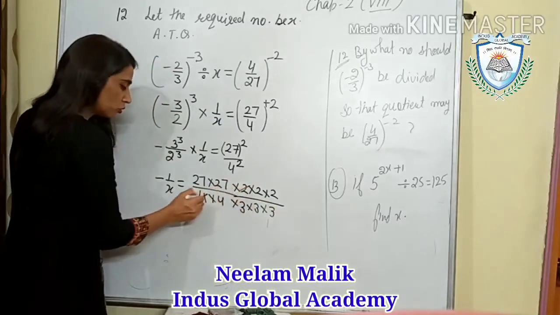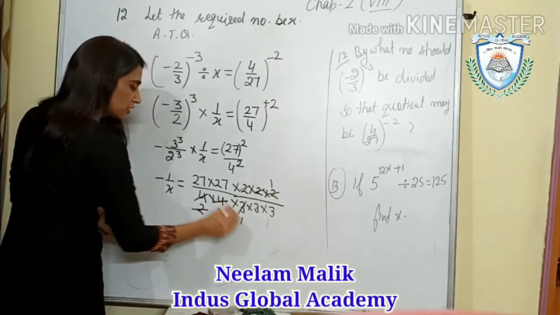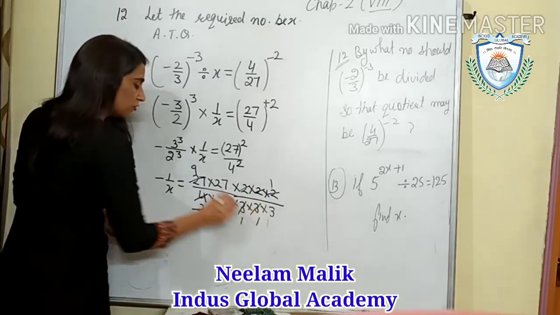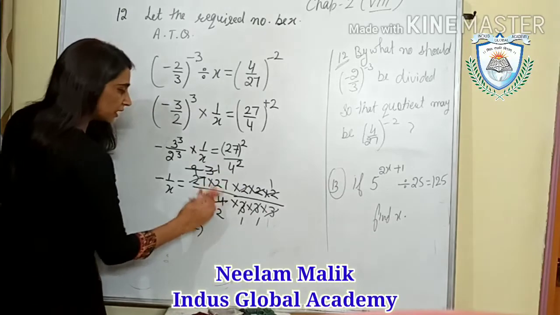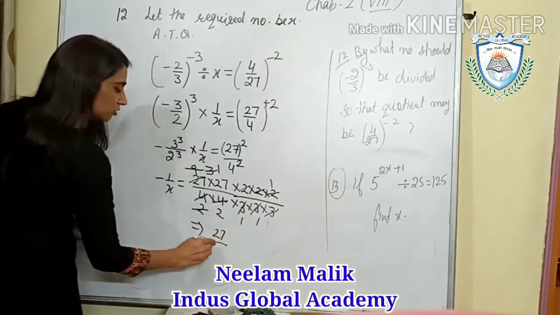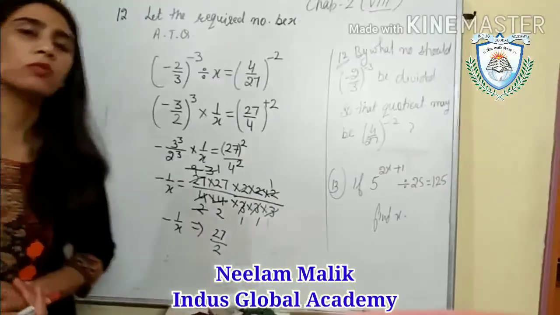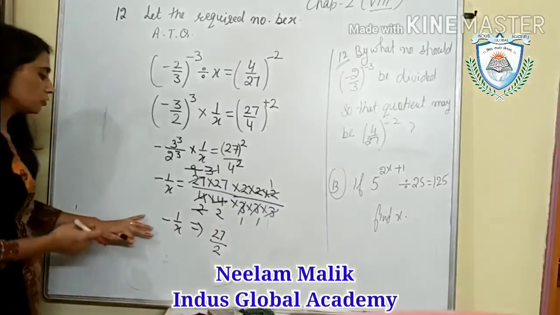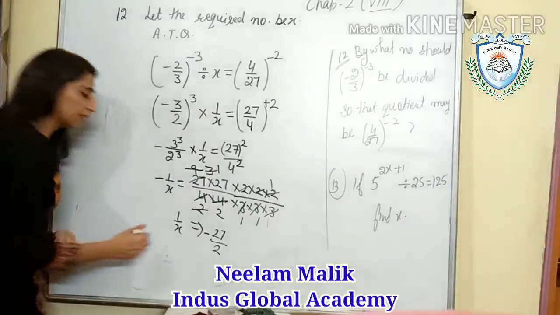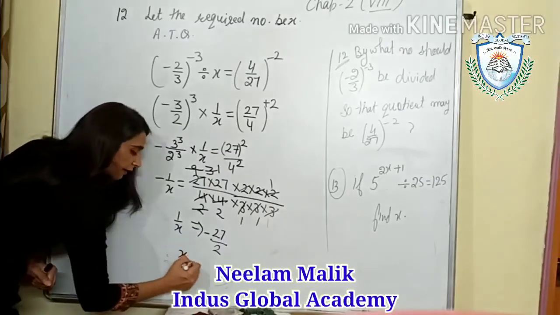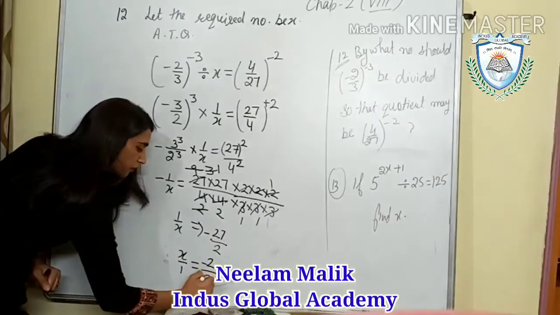Now 2 twos are 4, 4 twos are 8, and 3 threes are 9, 9 threes are 27. So what is left at the top? That is 27. At the bottom there is only 2. This is minus 1 upon x, but I need the value of only x. Okay, so now you can put this minus sign with that. I need the value of x, so I can write x upon 1. If I am reversing this, I have to do that also, so that will be minus 2 upon 27.